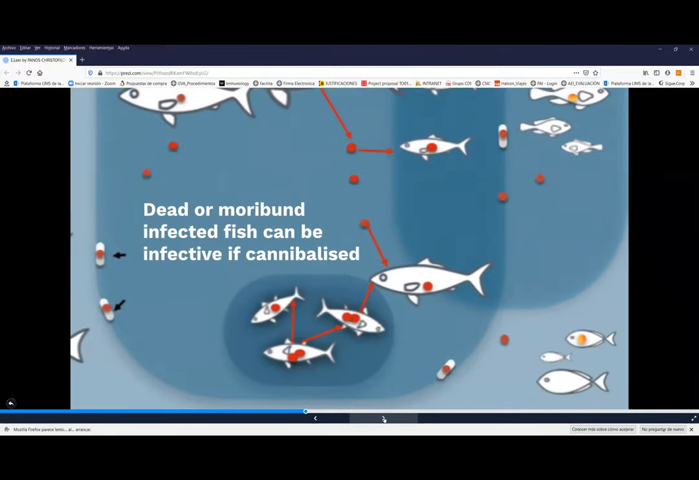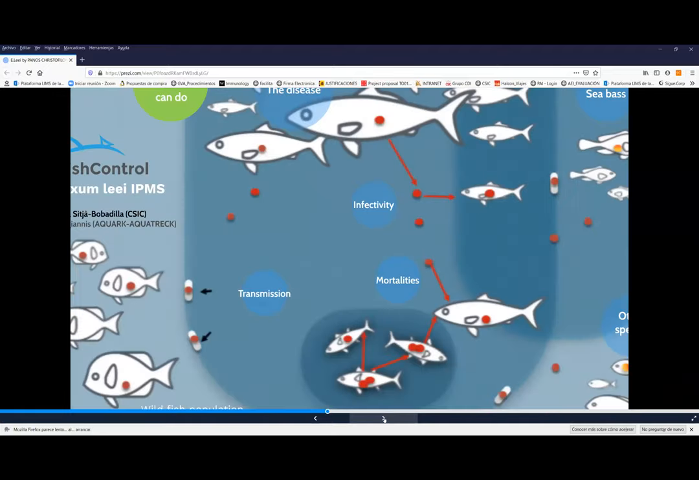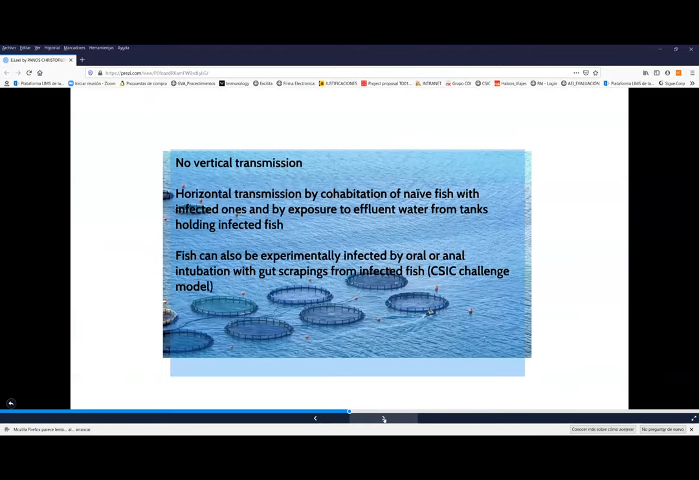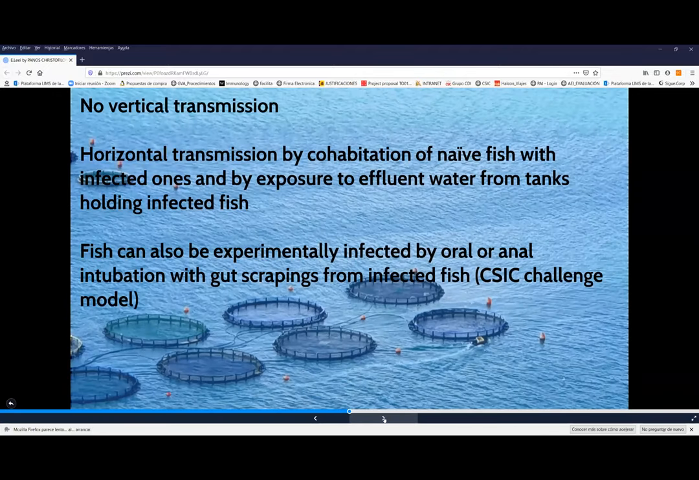This is going to be repeated a lot because it's very important. Dead or moribund fish can infect other fish if they are cannibalized. This parasite is not transmitted vertically, but it can be transmitted horizontally by cohabitation or exposure to water effluents from infected tanks or cages. Also, in our lab, we perform experimental infections by oral or anal intubation with the parasite.